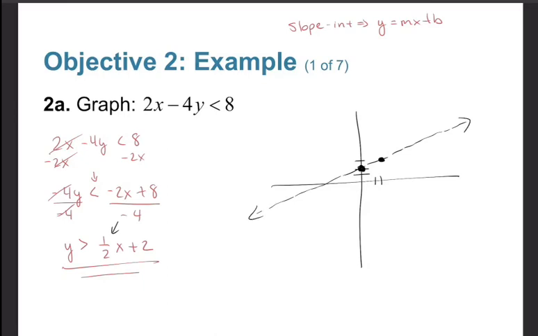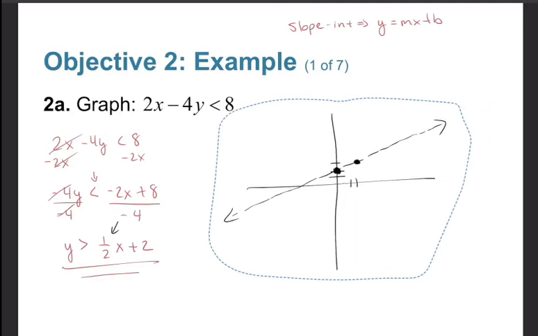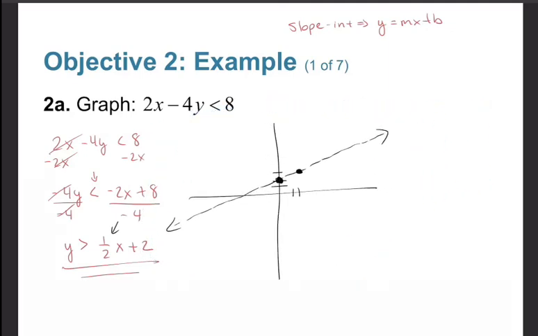Now we need to choose a point to test. Again, we're not on the origin, so I'm going to use 0, 0 as a testing point. Let me just select this and move it a little bit to the side so we have enough space. So I'm going to test with 0, 0. So I have 2 times 0 minus 4 times 0, like this. This is going to be 0. Is this true? 0 less than 8?